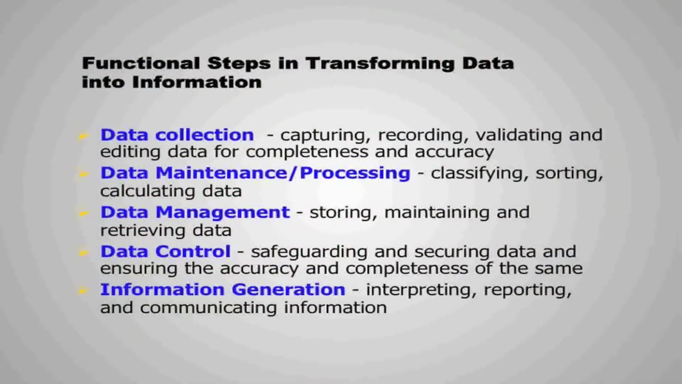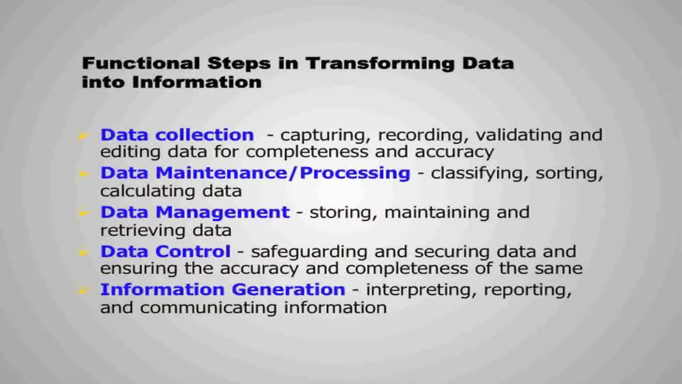Then lastly is the data control, safeguarding and securing data and ensuring the accuracy and completeness of the same. So, control checks could be in place when we control the data. We have to safeguard it using passwords, then we have to secure the data and ensure the accuracy and completeness of the same by putting the voucher numbers and a reference number in the systems where we are punching the data. So, the reference key would be the controlling aspect of the data which is under process. Then lastly is the information generation, that is interpreting, reporting and communicating the information to the relevant person.